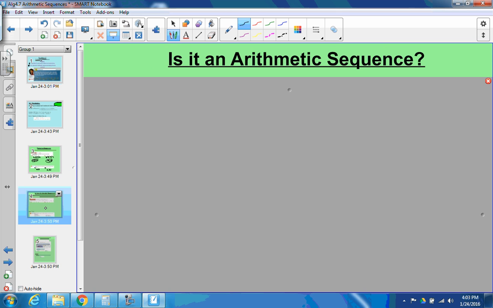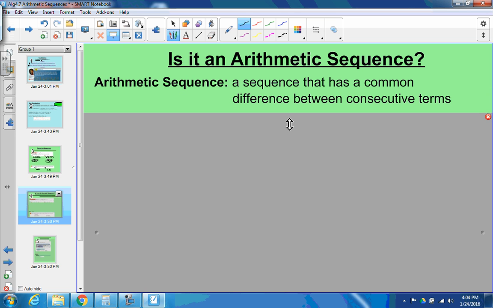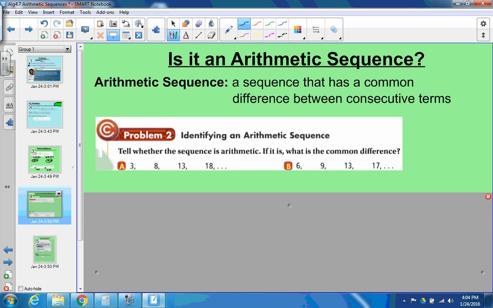All right, let's look at a specific kind of sequence. This is an arithmetic sequence. So we're going to use some basic arithmetic. Remember, an arithmetic sequence is a sequence that has a common difference between consecutive terms. So we look at our example here. It says tell whether the sequence is arithmetic, and if it is, what is the common difference?